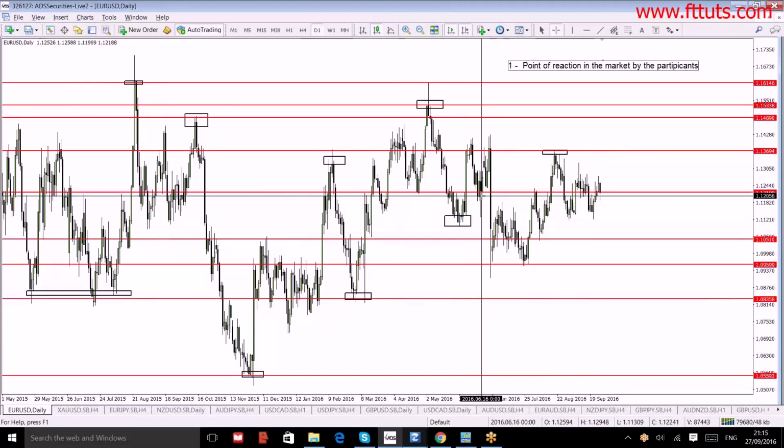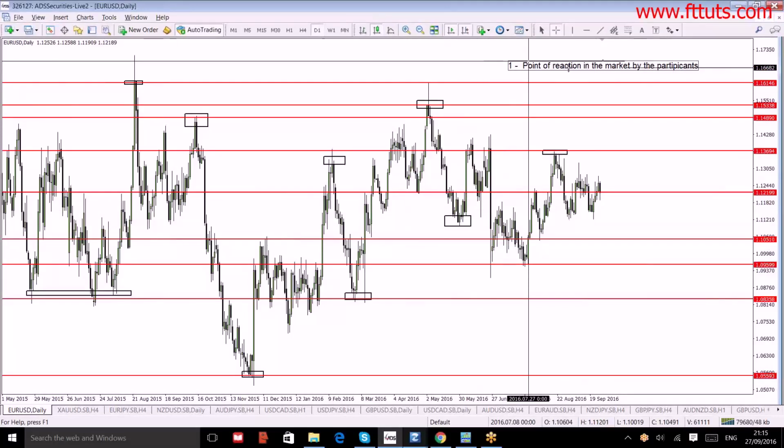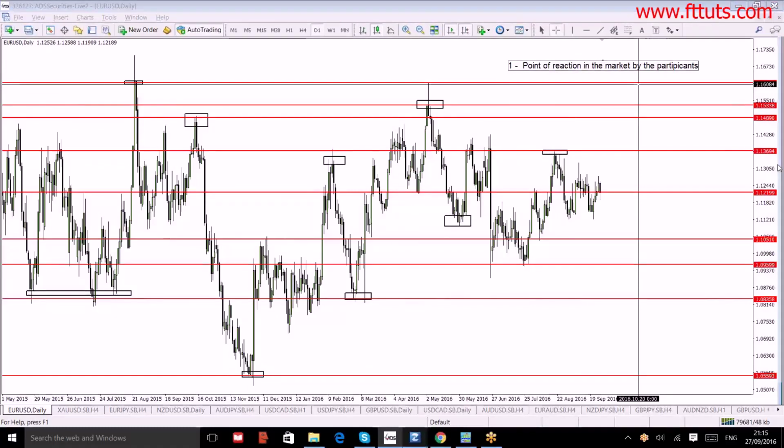So normally, points of reaction will be areas of consolidation at times. Understood? Okay, good. You can rewatch the video again and understand the concept. I don't want to spend too much time on this, guys. Okay, the second point of reaction is the strongest one.